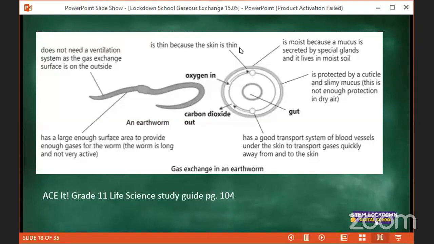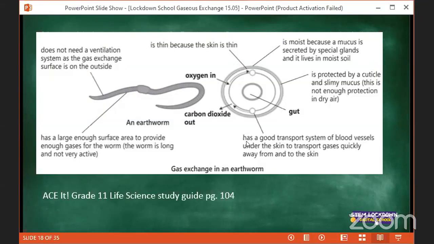And then here we can just see a cross section. You see the skin of the earthworm is thin, right? And then it is also moist because mucus is secreted by special glands and it lives in moist soil. Remember on the previous slide, we said that earthworms are found in damp soil, right? And then another thing about the skin is that it is protected by a cuticle and slimy mucus, right? And this is not enough protection in dry air, and hence we find the earthworms only in damp soil, right?